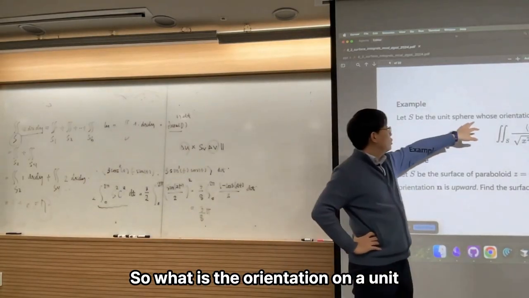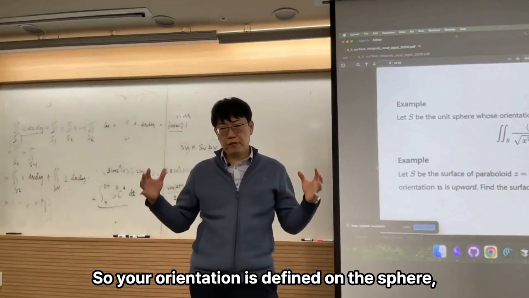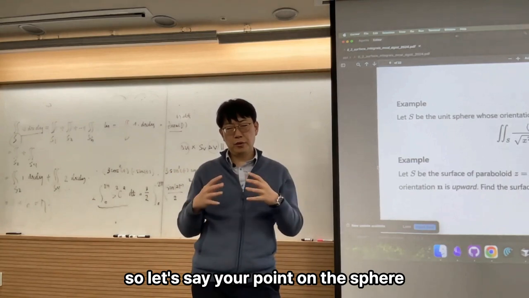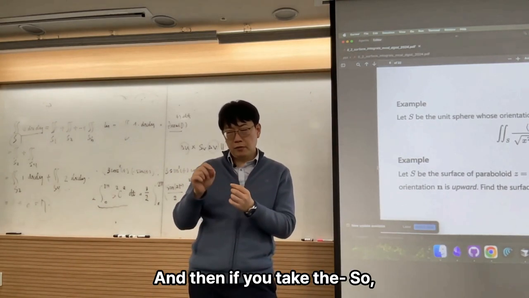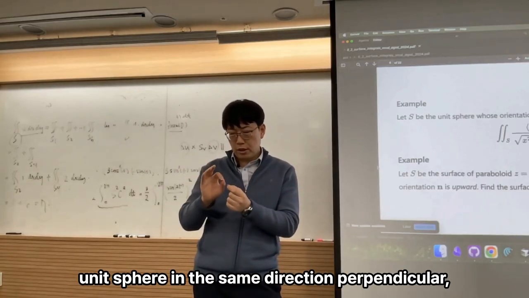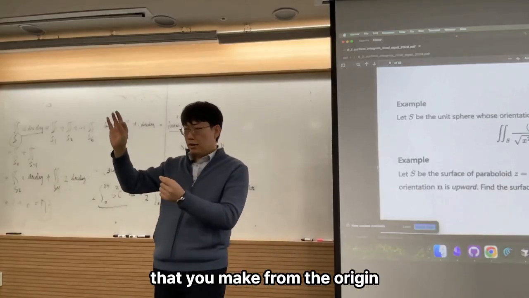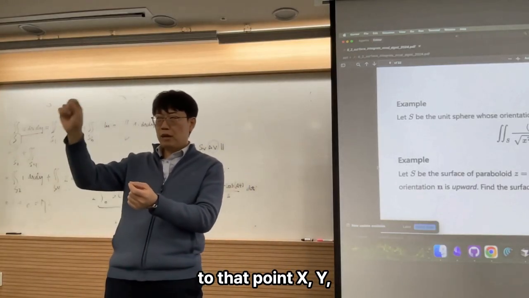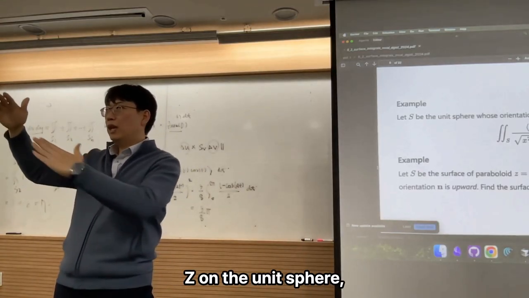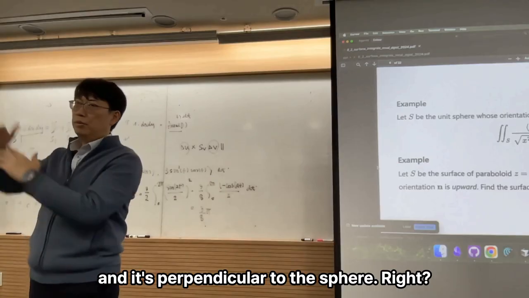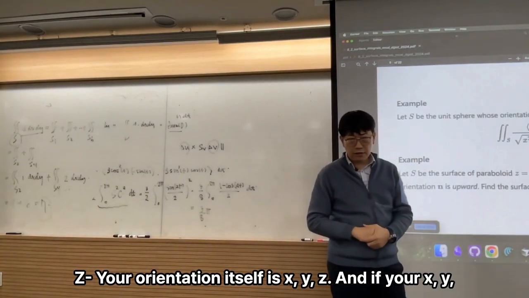What is the orientation on a unit sphere which is outward? Your orientation is defined on the sphere. Let's say your point on the sphere is x, y, z. If you take the unit vector perpendicular to the surface of the sphere, it's the same vector that you make from the origin to that point x, y, z. Because if you just extend your vector from the origin to x, y, z on the unit sphere, it is perpendicular to the sphere, right? Your orientation itself is x, y, z.